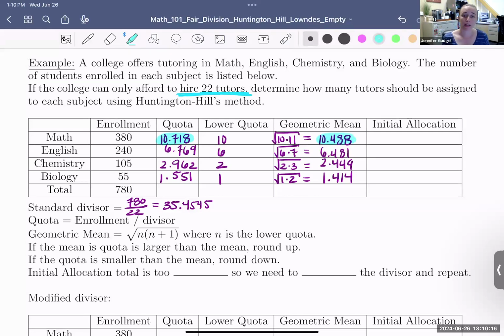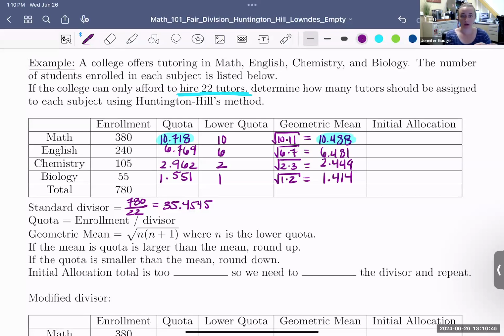Now, the way we tell the allocation is we compare these two numbers. If the quota is bigger, we round it up. If the quota is smaller, we round it down. So what's bigger here, 10.7 or 10.4? In fact, I shouldn't say what's bigger. I mean, I can, it's the same question, but what I actually encourage you to ask yourself is, is the quota bigger? Is the quota smaller?